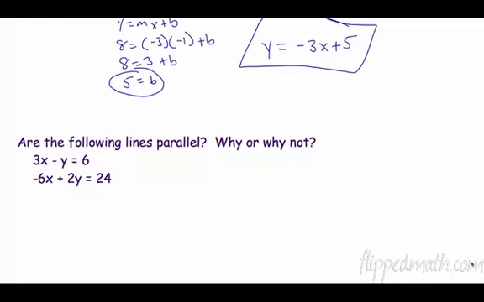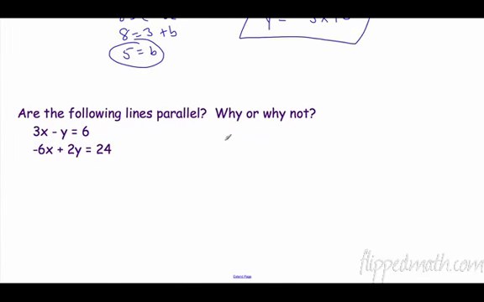See what we got. Are the following lines parallel? Why or why not? Well, if they're parallel, they have to have the same slope. To find the slope, it's got to be in y equals mx plus b, right? So we have to find that. So 3x minus y equals 6. We've got to get y by itself. So I'm going to subtract 3x.